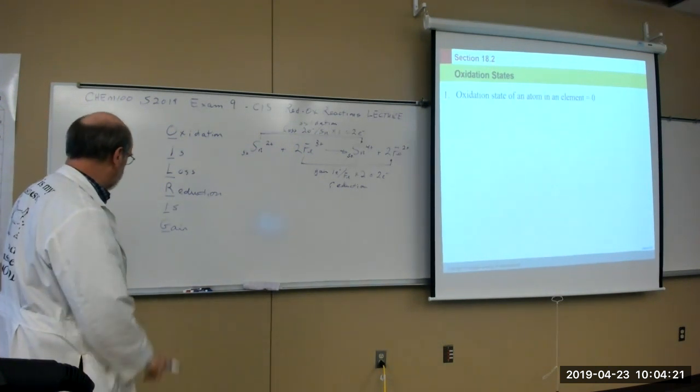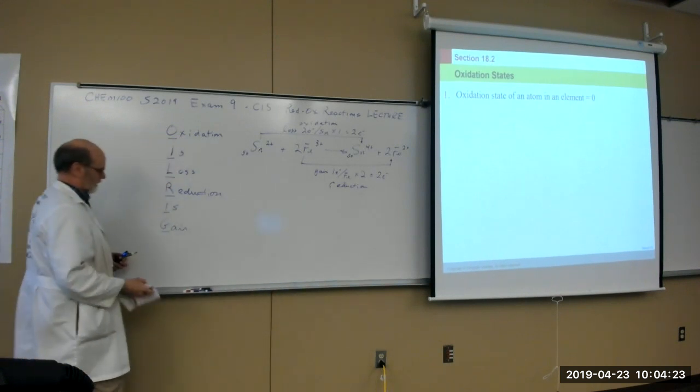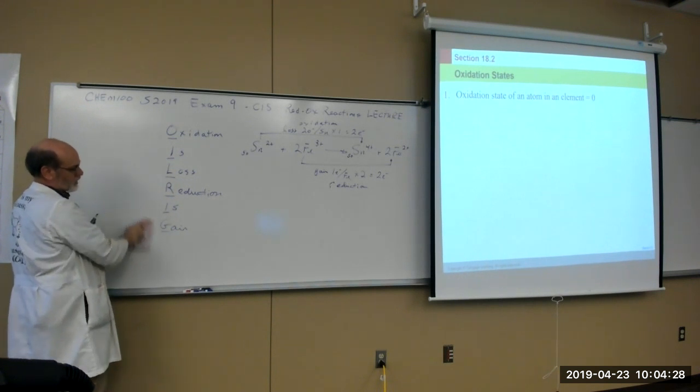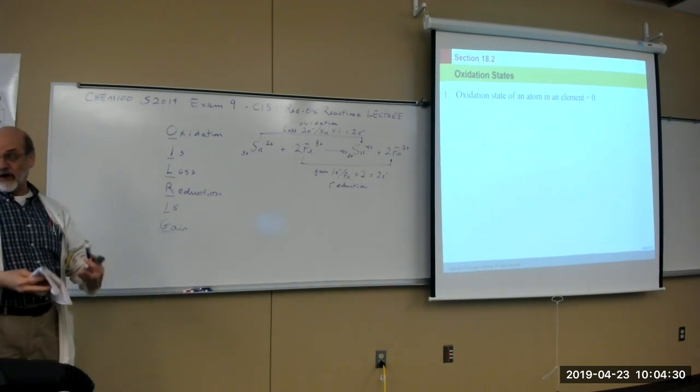Oh, these are some rules that we have to abide by. This is how you tell the difference. OIL RIG. Oxidation is loss, reduction is gain of electrons.